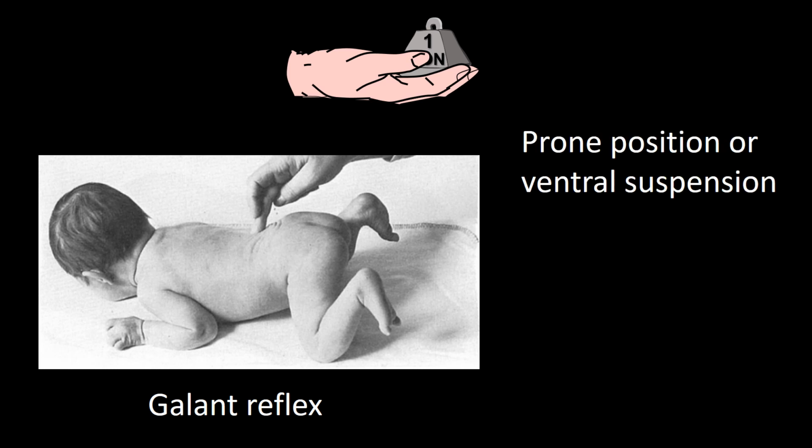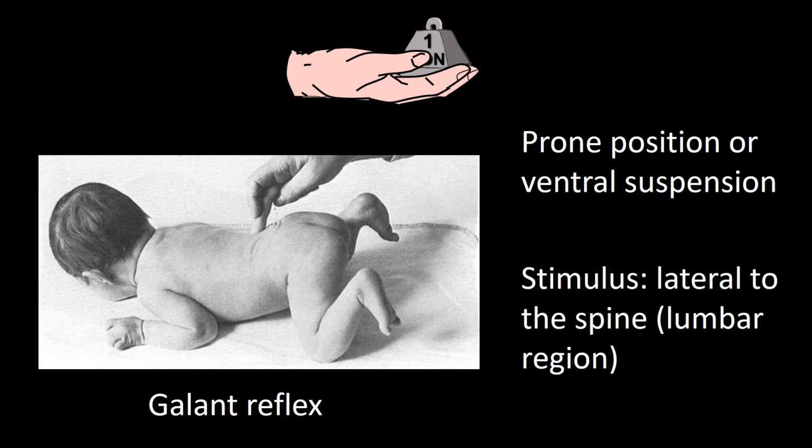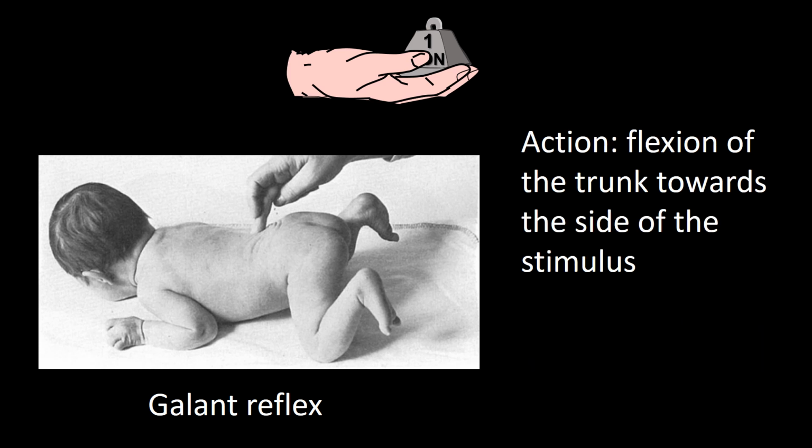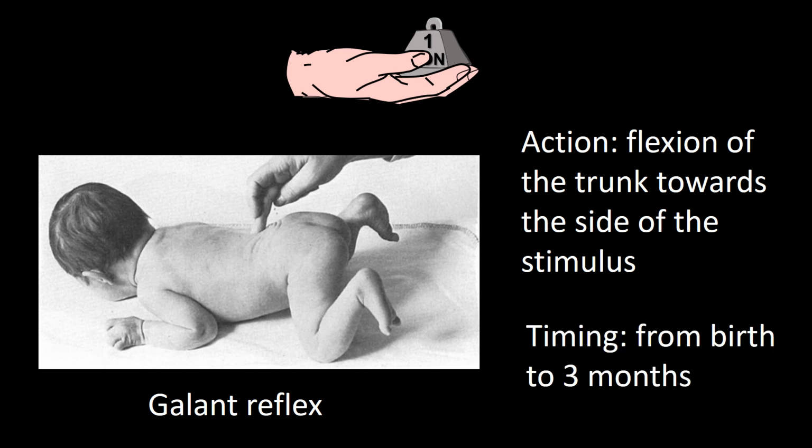This reflex can be evoked from ventral suspension or prone position as presented in this frame. The stimulus consists of touching and exerting some pressure on the lumbar region lateral to the spine. The evoked action consists of flexion of the trunk towards the side of the stimulus. This reflex is present at birth in premature and full-term babies and disappears by about 3 to 4 months of age.